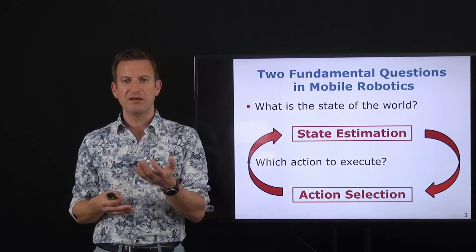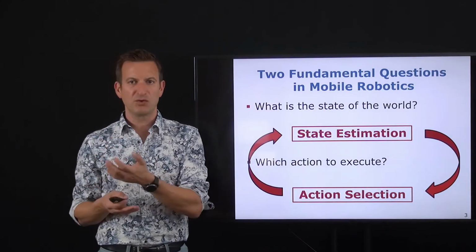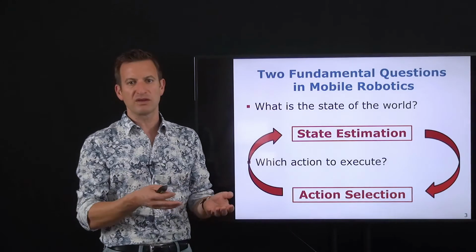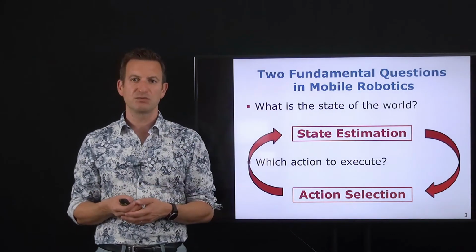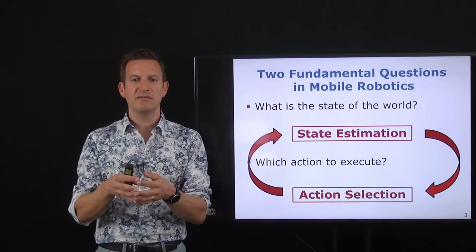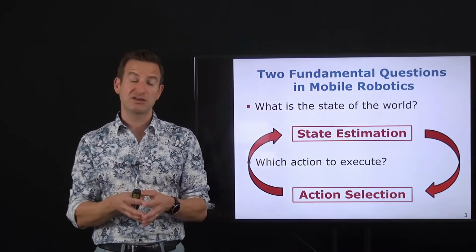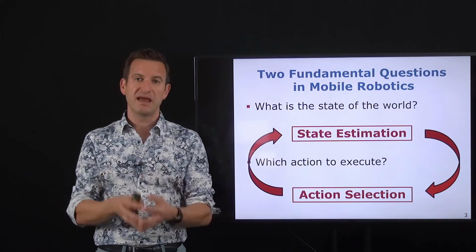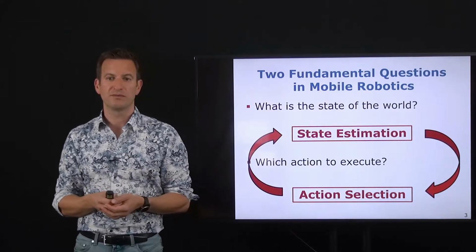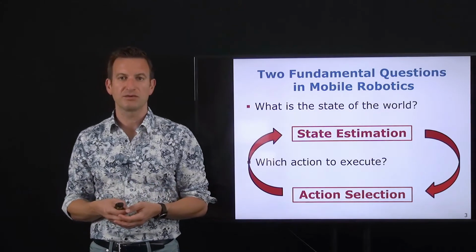And the state of the system influences which actions to execute, and those actions typically lead to new sensor data, so it impacts the state estimation problem. So we have this loop here, this dependent loop, that state estimation has an impact on the action selection strategy, and then the selected action again impacts what we are going to observe. And we need to take both things into account.